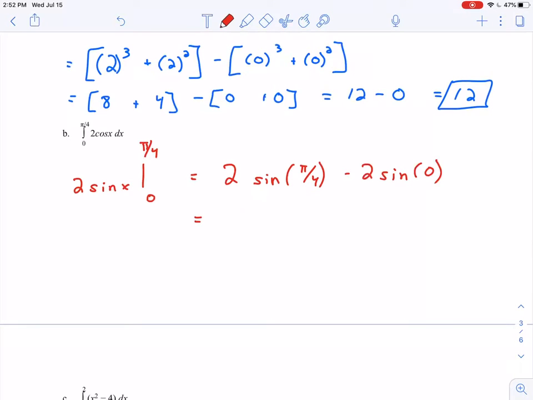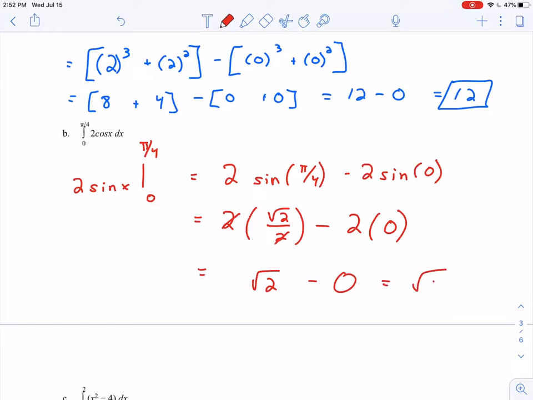So 2 times sine of pi over 4, I should have radical 2 over 2, minus over here 2 times sine of 0. Sine of 0 is just 0. So the 2's cancel here. I've got radical 2 minus 0 gives me radical 2.